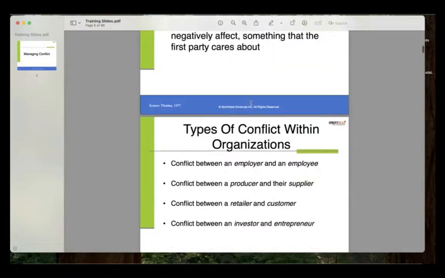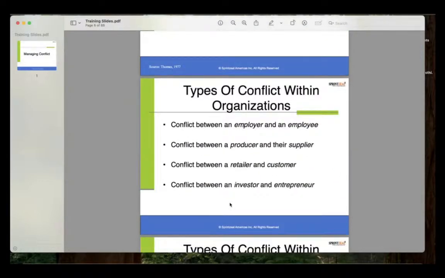Let's see what the types are. Since it is about the organization, there are these four types of conflict mentioned here, which is conflict between an employer and an employee. As we discussed, conflict is between two parties. Here the two parties are, in the first scenario, employer and employee. Then it can be a producer and the supplier also. Then it can be a retailer and customer as well. And when we talk about the stakeholders or interested parties, then investor and entrepreneur also can come in terms of organizational conflicts.